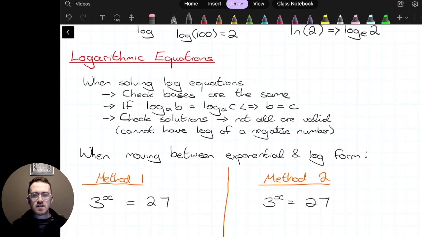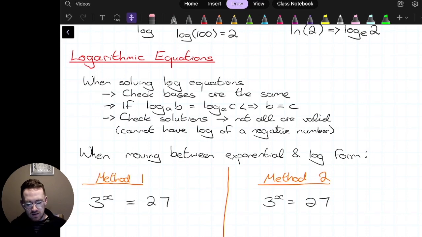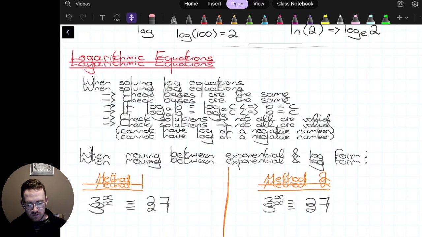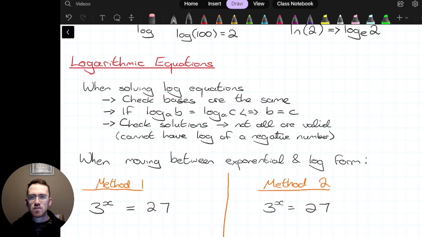So I've written down some key points here, and let me just move it down a little bit so that it's on the lines. There we go. So some key points for us when we're looking at our log equations. The first one is when we're solving log equations, we have to check that the bases are the same. So we saw this in the last section, that with most of these rules, we can't use the rules unless the bases are the same. And if the bases aren't the same, we may need to change the base. But we're able to do that. That was one of our rules that we saw.